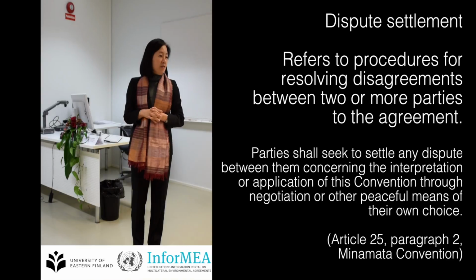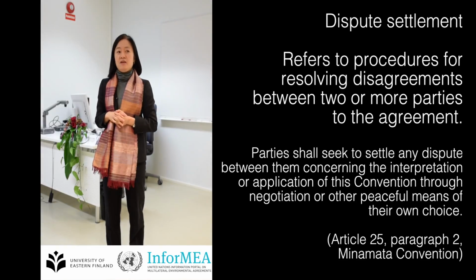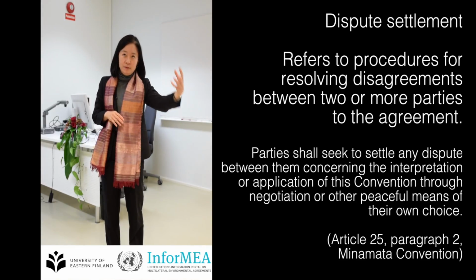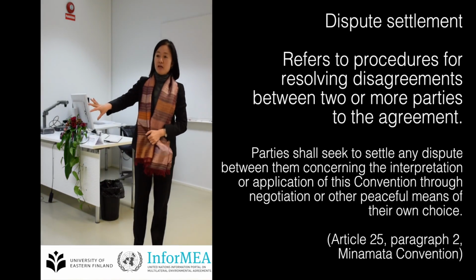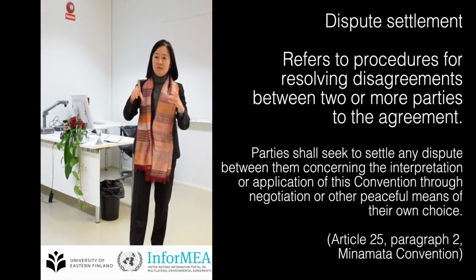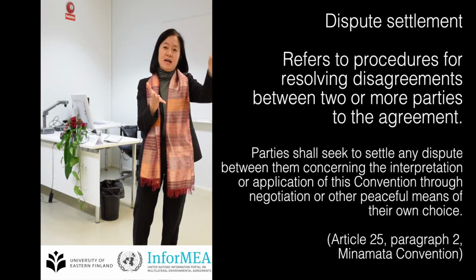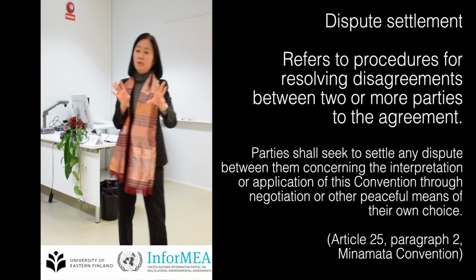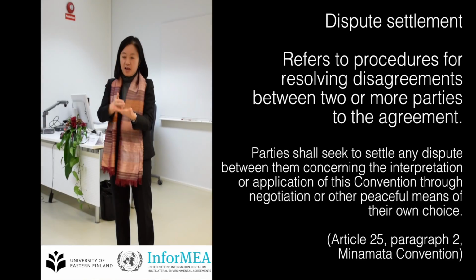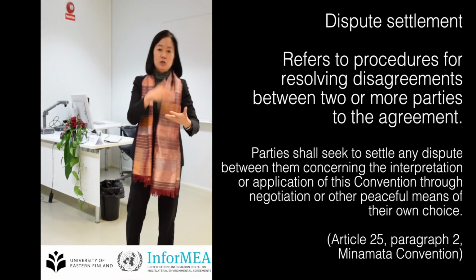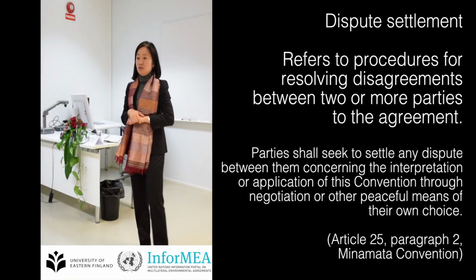And one of the big questions when it comes to MEAs is what is the exact relationship between an implementation and/or compliance mechanism on the one hand and the dispute settlement mechanism. In some cases, the enabling clause or the provision of the agreement that actually provides for the establishment of an implementation and/or compliance mechanism makes express provision to say that the mechanism established under that provision operates without prejudice to the dispute settlement mechanism.